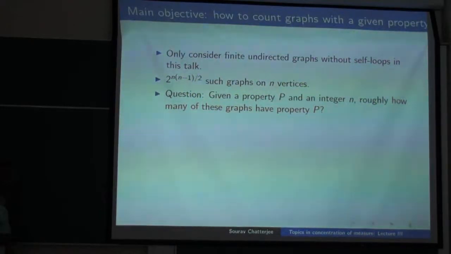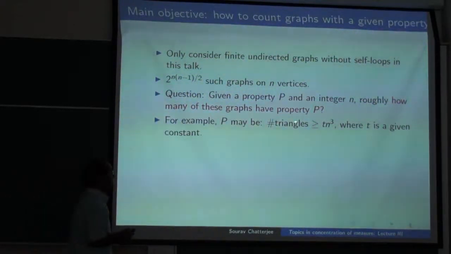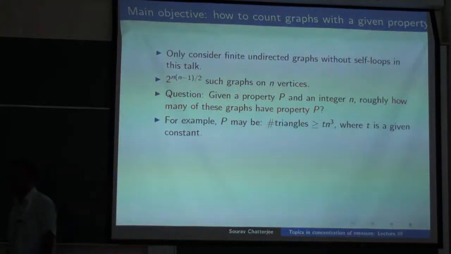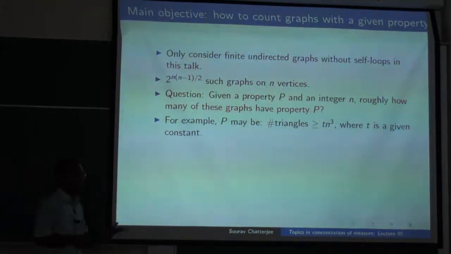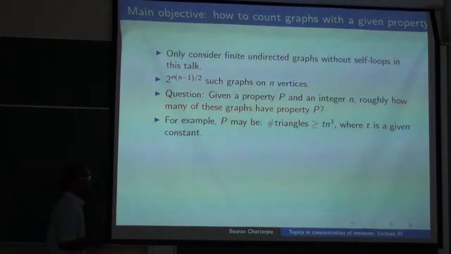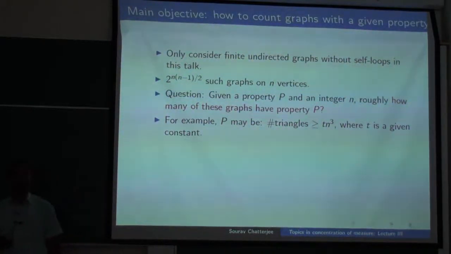Okay, so that's a natural question to ask. So for instance, the property p may be that the number of triangles is bigger than t times n cubed. So you know that in the complete graph there are n choose 3 triangles, which is n cubed over 6 roughly. So n cubed is the proper order of triangles in dense graphs. So dense means the number of edges is like the square of the number of vertices. So if you fix some t and you ask how many of these simple graphs have bigger than t times n cubed triangles, what is that number up to first order accuracy?